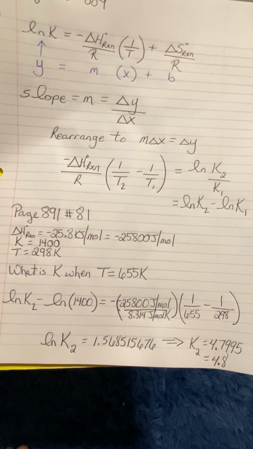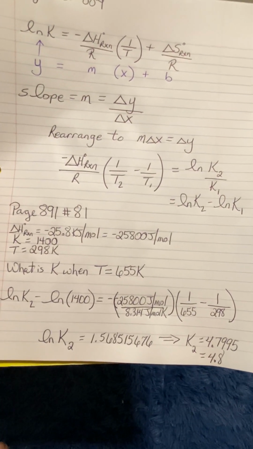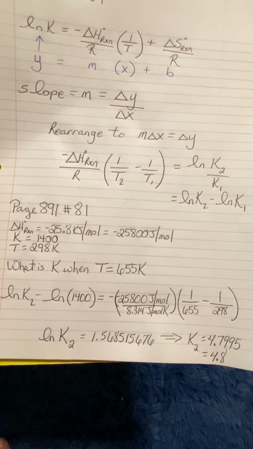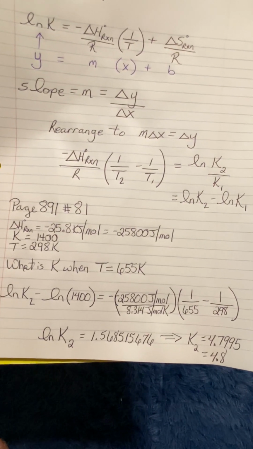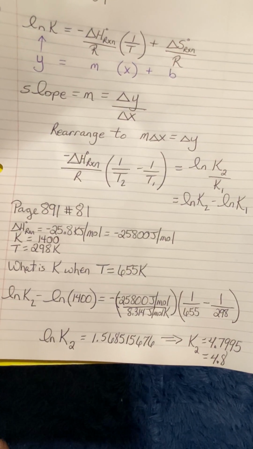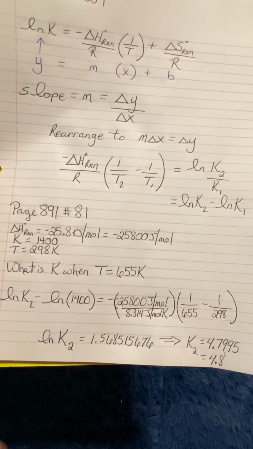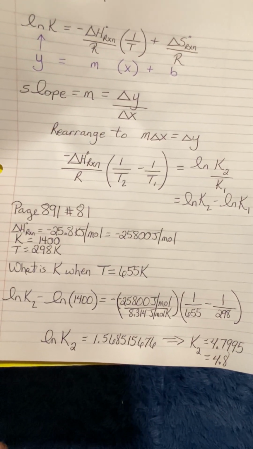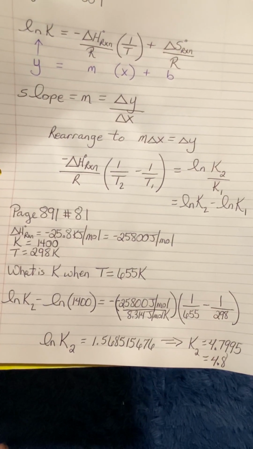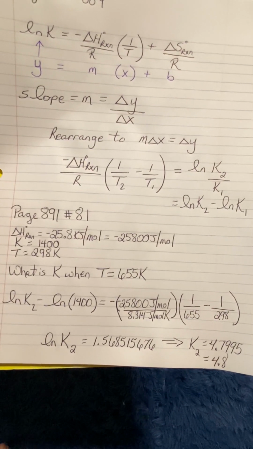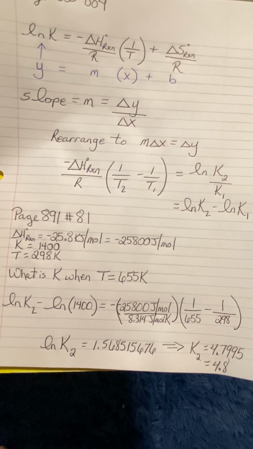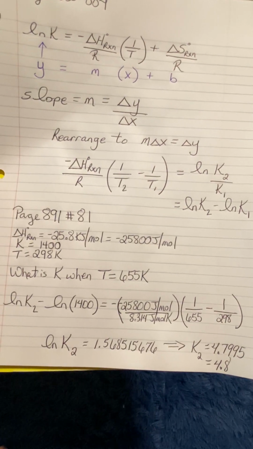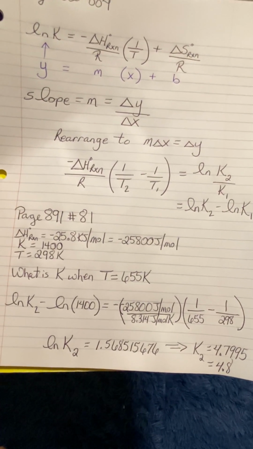So I worked here for you from page 891, question number 81. They give you the ΔH of the reaction, negative 25,800 joules. The K value is 1400 for the equilibrium constant. The temperature is 298 Kelvin, standard thermo temperature. Now, what is K when we change the temperature to 655 Kelvin? So it looks like we pretty much double it and then some.